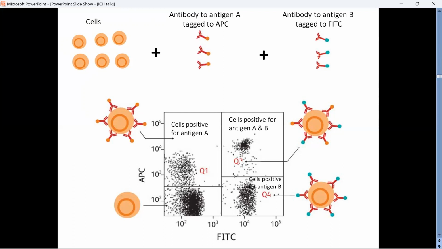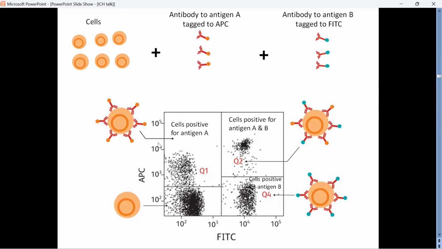Cells falling in the top right quadrant are positive for both CD4 and CD8. So that is how you need to interpret a dot plot or a flow cytometry data plot. Since I'm going to show you some of these plots in the subsequent slides, I just want to give you an overview of this.